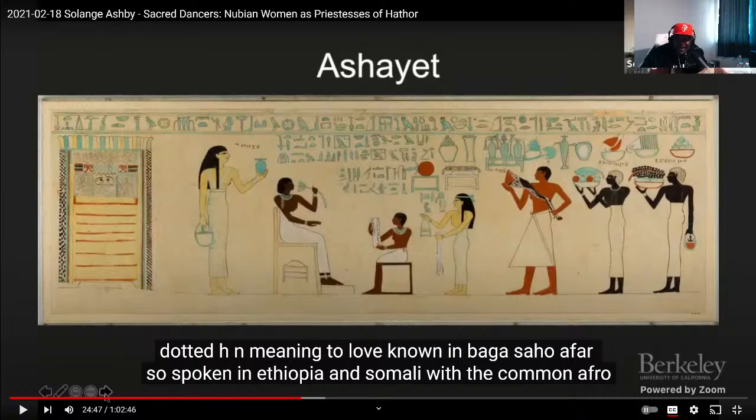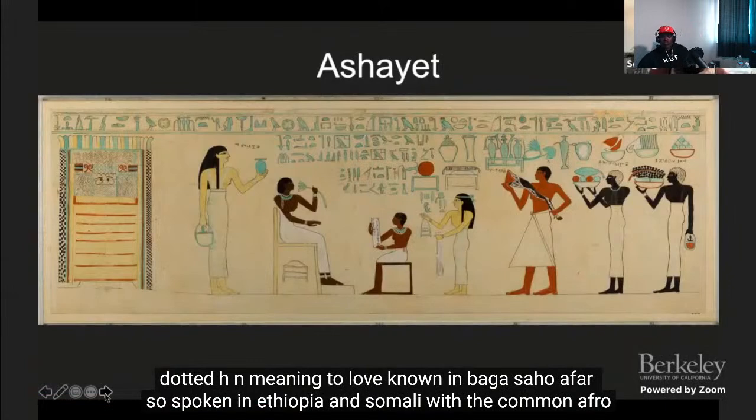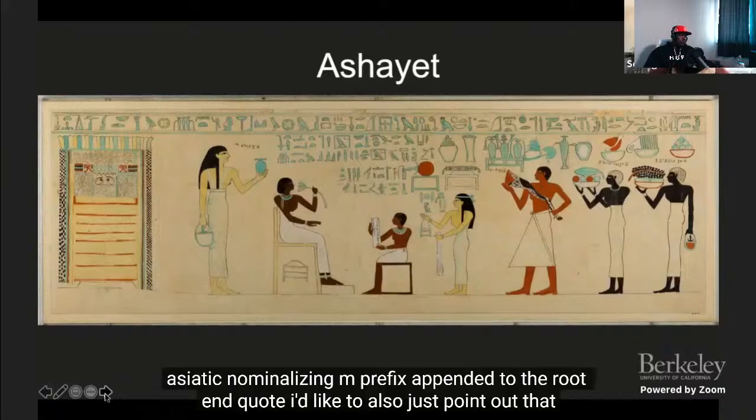I mean, we know the ek gives us the feminine part, but Ash, we'd have to look at the glyphs and try to determine that. But as she's telling us right now that the scholar has determined these with some Kushitic names, so let's keep listening. .hn, meaning to love, known in Beja, Saho, Afar, so spoken in Ethiopia, and Somali, with the common Afro-Asiatic nominalizing M prefix appended to the root, end quote.